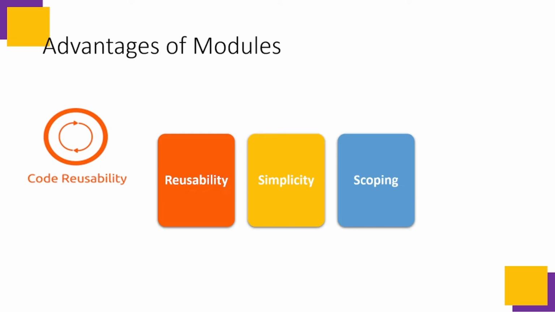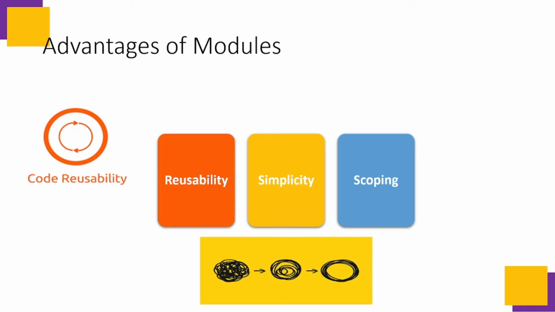Next is simplicity. The module focuses on a small proportion of the problem rather than focusing on the entire problem. Scoping. A separate namespace is defined by a module that helps to avoid collisions between identifiers.